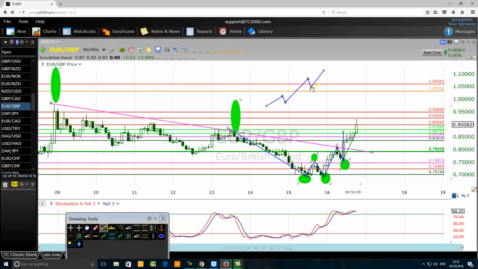Now remember the word that I'm using, I'm very careful. We can expect, we can forecast. So forecast means expectation. It does not mean that it is definite, all right?